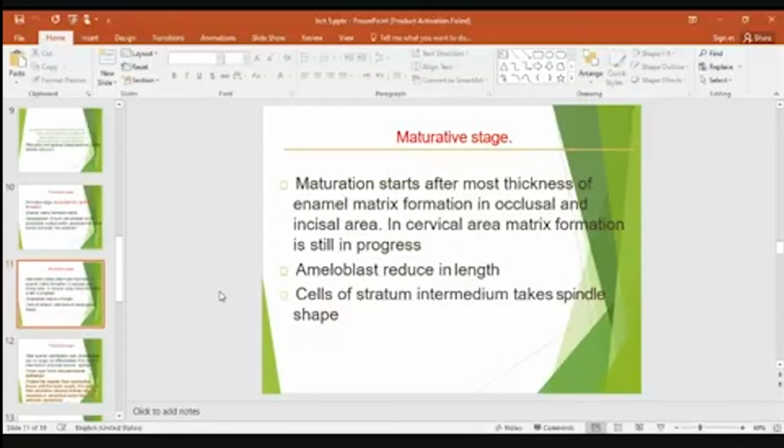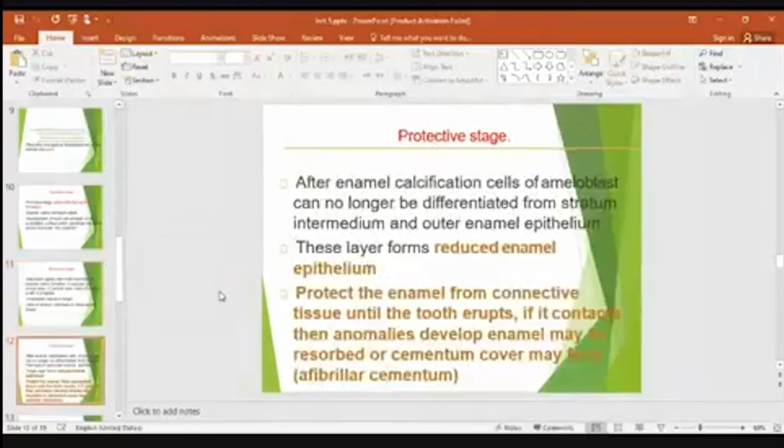In its production and development, ameloblasts reduce in length. In general, in the maturative stage the length of the ameloblast will be reduced, it becomes slightly shorter. Cells of the stratum intermedium, which are beside the line of ameloblast cells, take a spindle shape. The cells of the stratum intermedium. The fifth stage of the ameloblast.